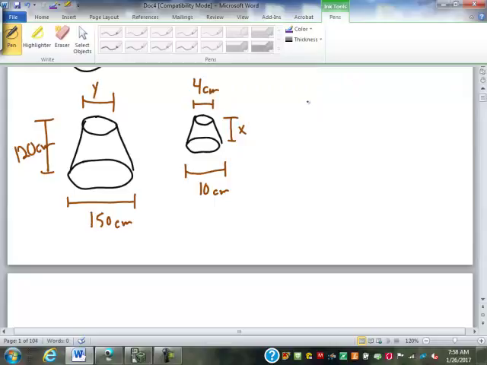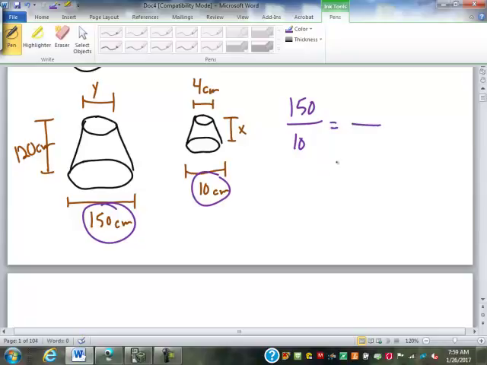Looking at this, what two sides that correspond do we know both lengths? The 150 and the 10, the bottom diameter. Now I can't just put 150 over 10 here, can I? The units are different. Oops. I guess the units are the same. Never mind. I was going to put inches on one and centimeters on the other, but I forgot to change them, but that's okay. We'll do that on the next example. So it is 150 over 10 here.